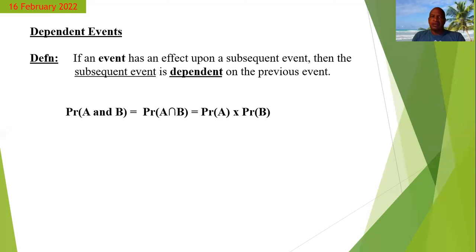event. So the definition here for a dependent event: if an event has an effect upon a subsequent event, then the subsequent event is dependent on the previous event. And so we call that event a dependent event. All right, so now you have heard the definition for dependent event. Can somebody tell me now how a dependent event is different from an independent event? Who wants to go?